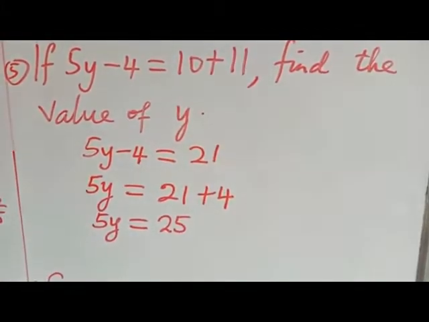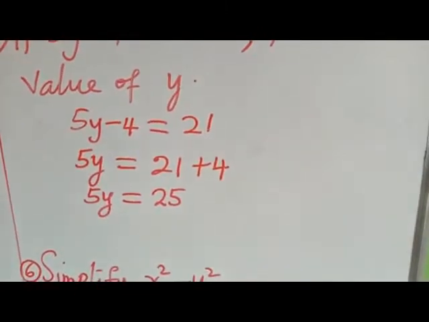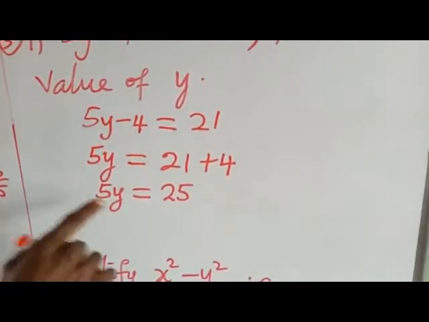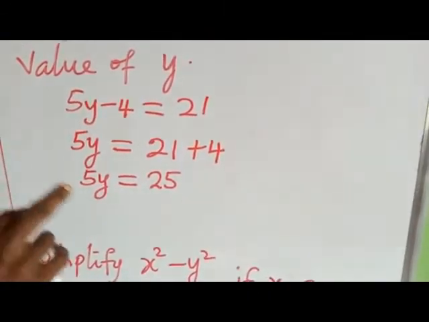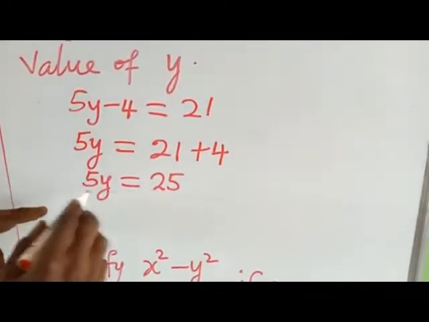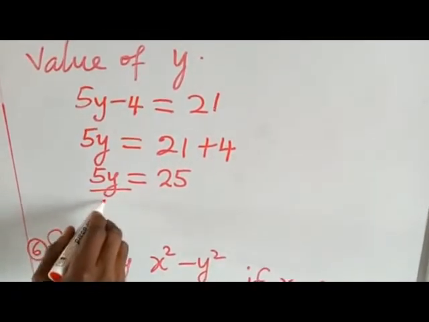25. Now when you see something like this, the next thing you do is to do what? To divide both sides by 5 to make y the subject of the formula, because the value that we are looking for is the unknown, which is the y. So how do I get y? It is to divide both sides by the known. And that is what I'm going to do now. I divide both sides by 5.